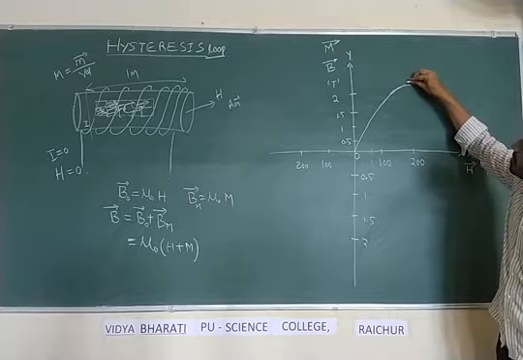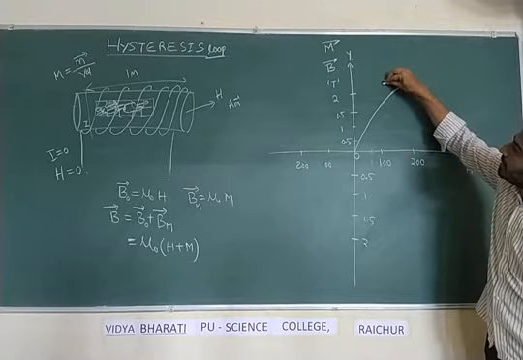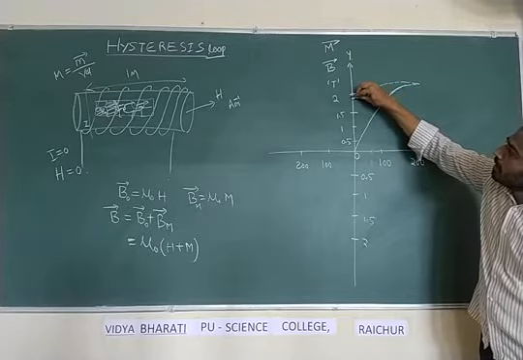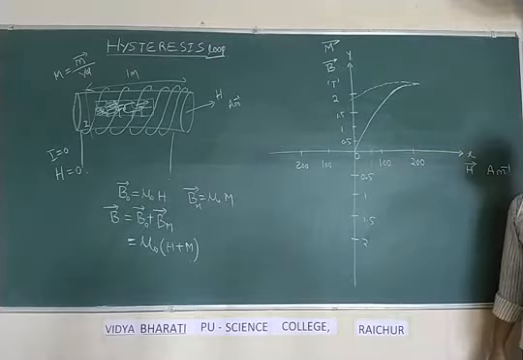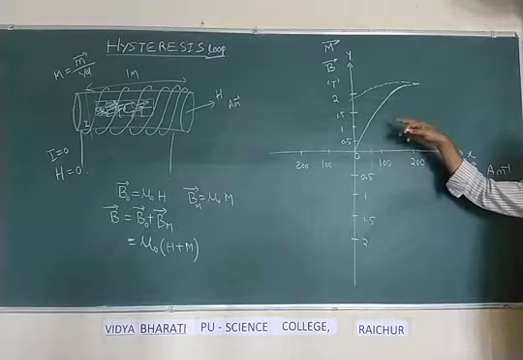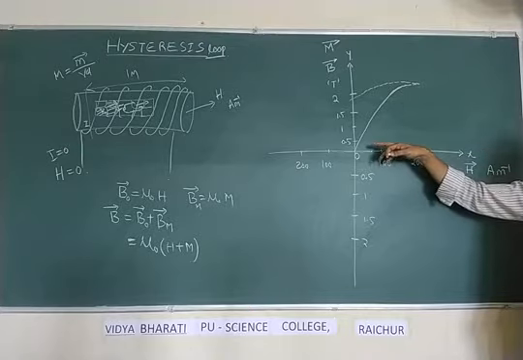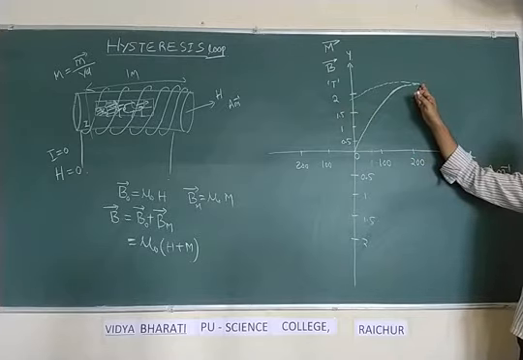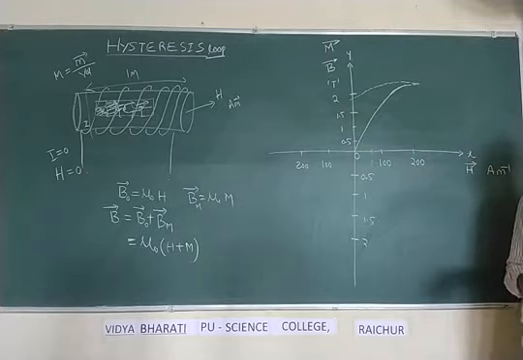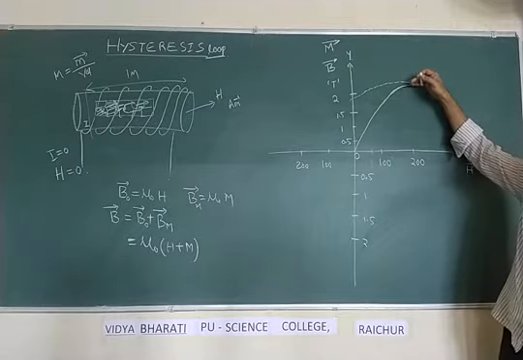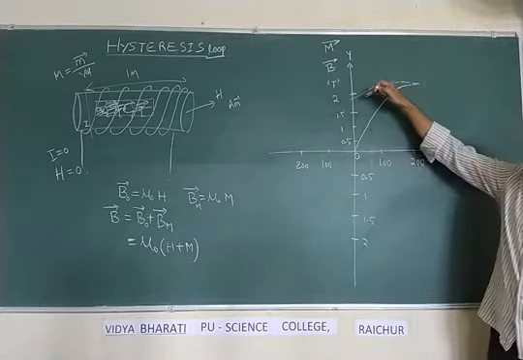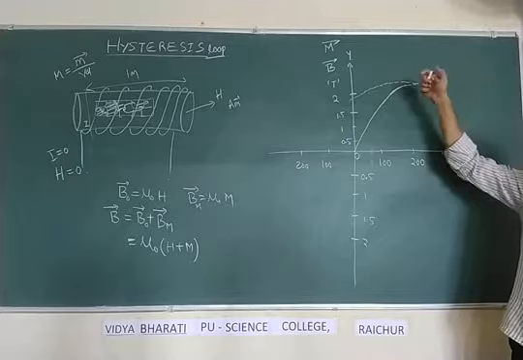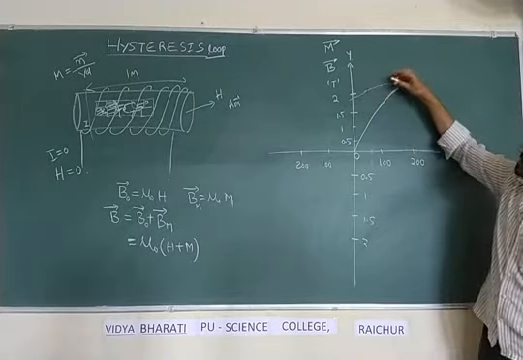Slowly, the B value also decreases. The net magnetic induction also decreases, but it is to be noticed that the curve does not retrace. While increasing the net magnetic induction, whatever path the curve followed, the same path is not retraced. Even on lowering the H value, the B value decreases, but not in the same way as it followed during its increment. It now takes a different path like this.